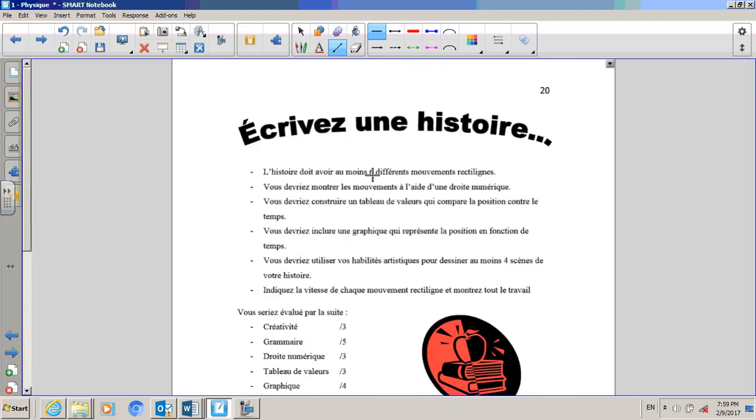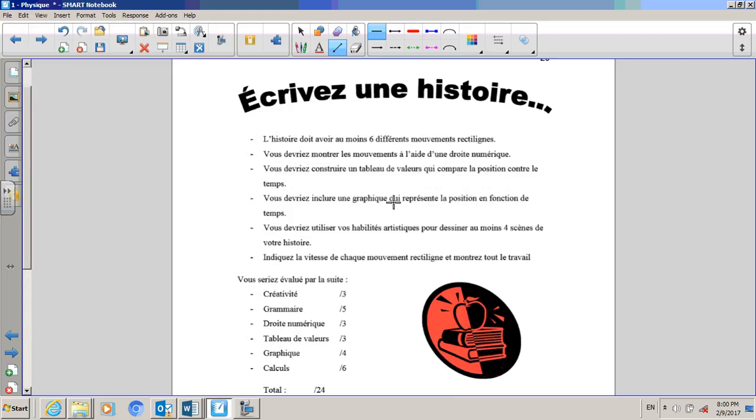So you have to have 6 different ones, just like I had. You're going to do a droite numérique, just like I did. Then you're going to do a tableau de valeur, just like I did, or we did on the last example. Then you're going to do the graph for this. Okay, so just like we did. Everything is the same as what we just did.